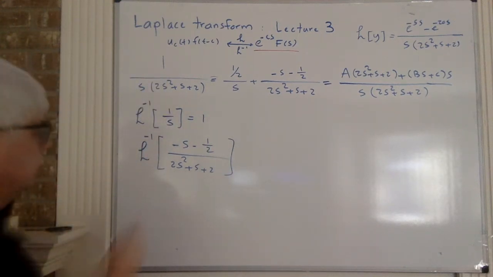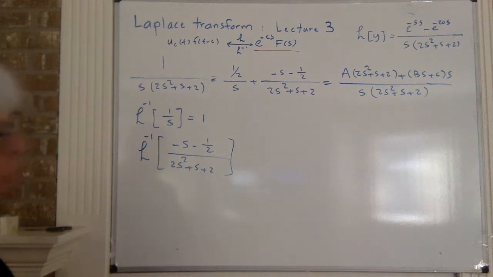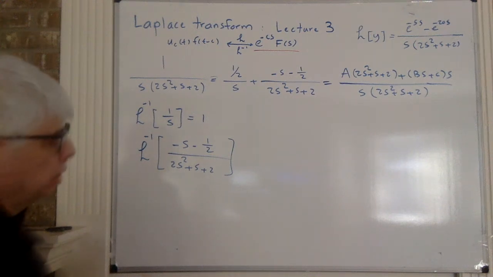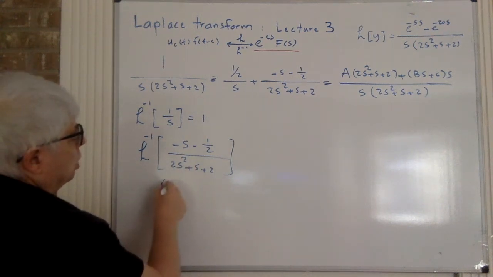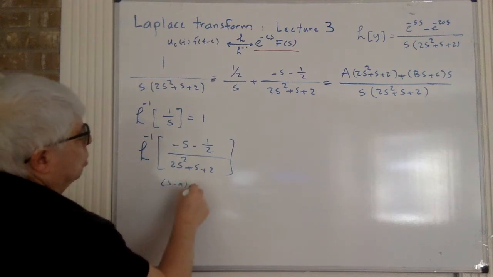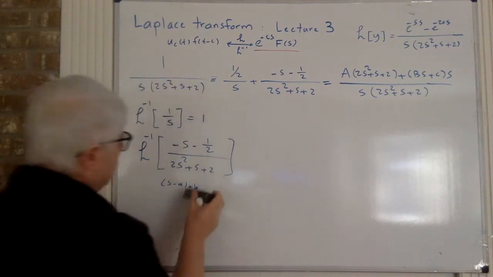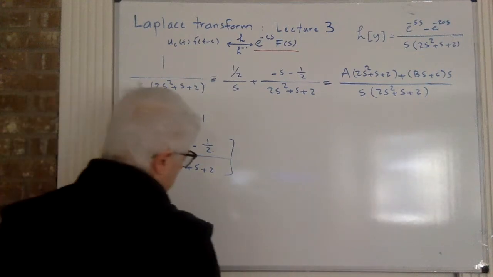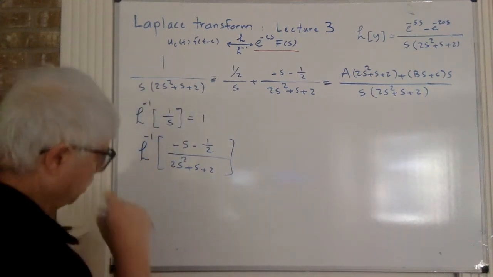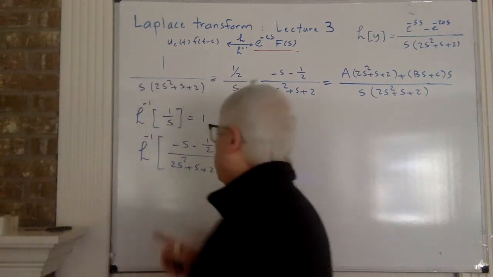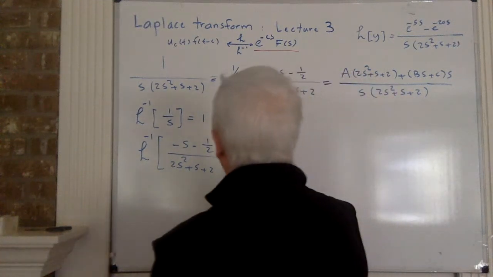Well, I don't like this 2S squared. I need S squared. Why? Because I have to complete the square here. So I have to get S minus, say, A plus B squared, something like that. So I need to complete the square, and I don't need this 2 here. So I can factorize the 2.